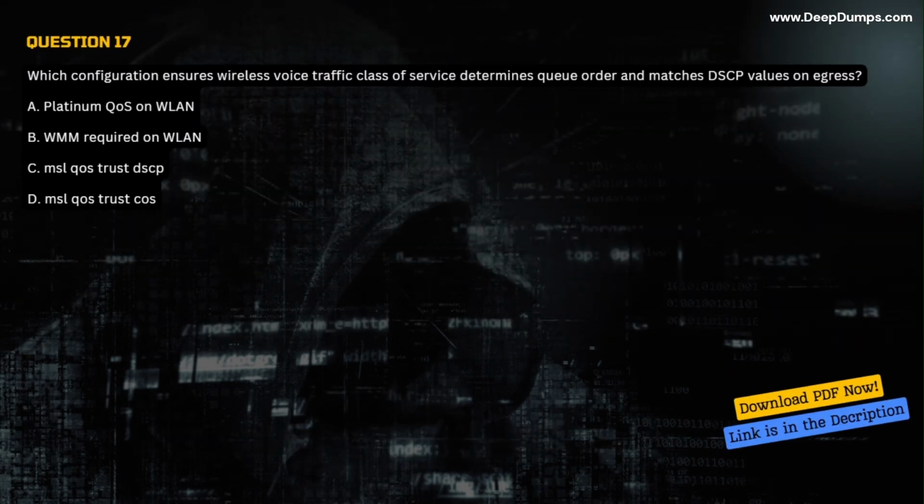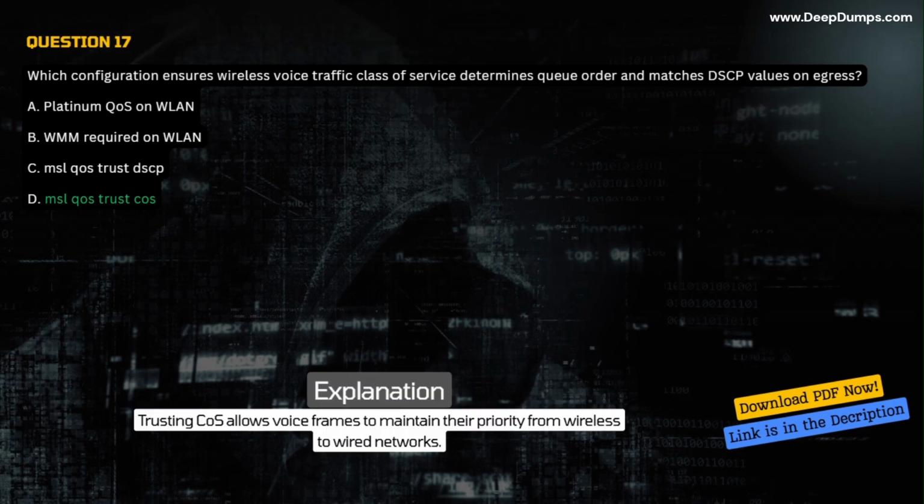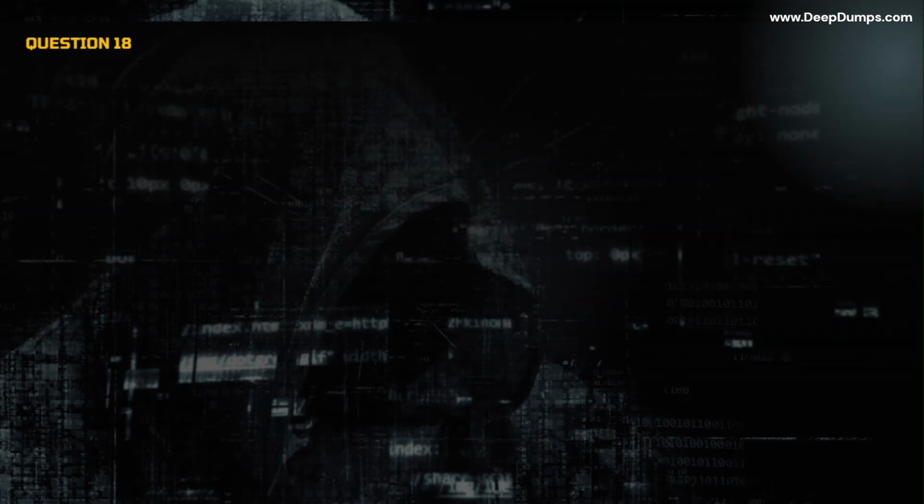Question 17. Which configuration ensures wireless voice traffic class of service determines queue order and matches DSCP values on egress? A. Platinum QoS on WLAN. B. WMM required on WLAN. C. MLS QoS Trust DSCP. D. MLS QoS Trust COS. Correct answer D. MLS QoS Trust COS. Explanation. Trusting COS allows voice frames to maintain their priority from wireless to wired networks. Question 18.